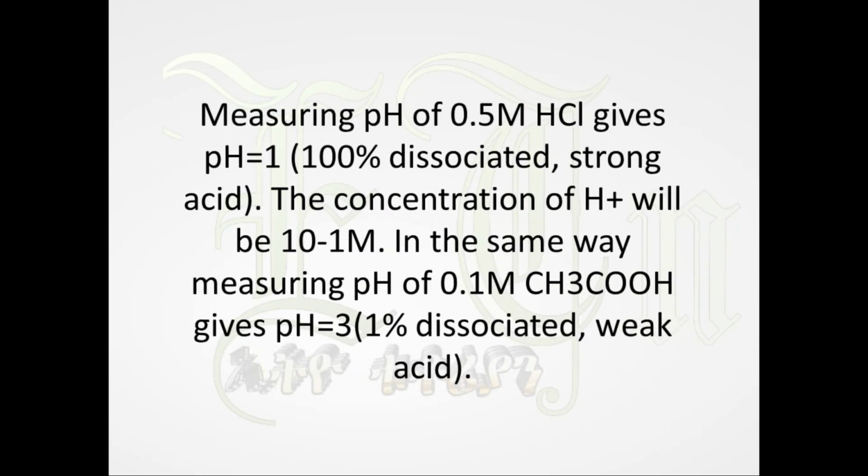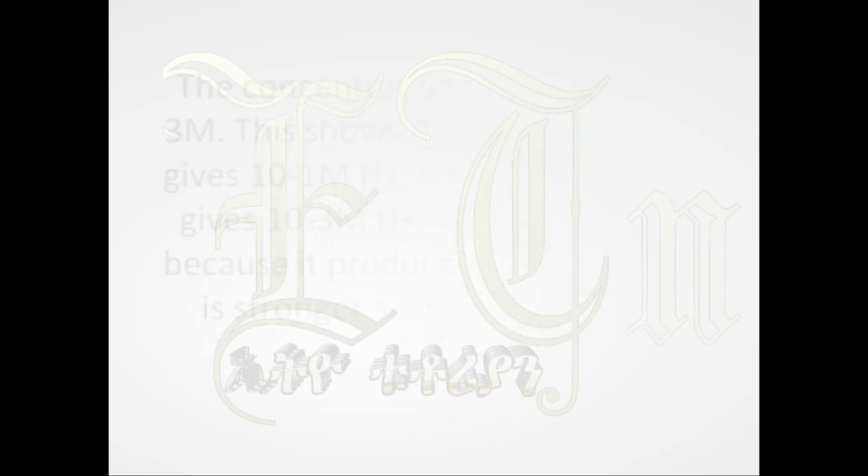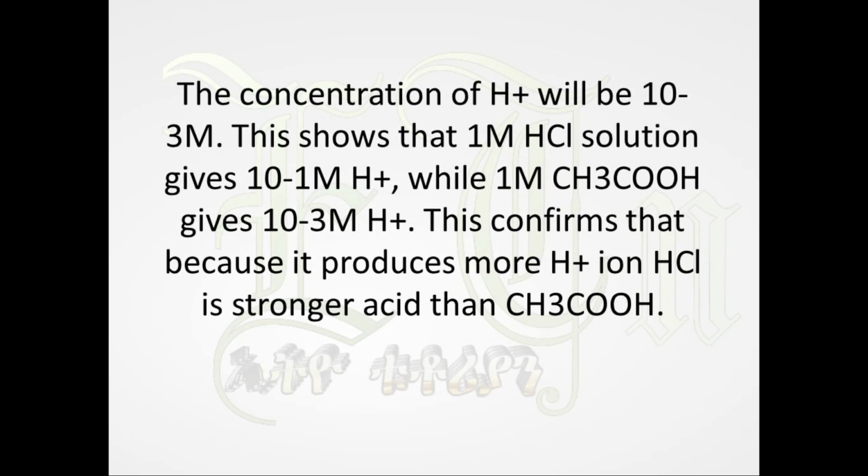Measuring the pH of 0.5 M HCl gives a pH of about 0.3, so it is 100% dissociated, a strong acid. The concentration of H+ will be 10^-1 M. In the same way, measuring the pH of 0.1 M CH3COOH gives a pH of about 3, so it is only 1% dissociated, a weak acid. The concentration of H+ will be 10^-3 M.